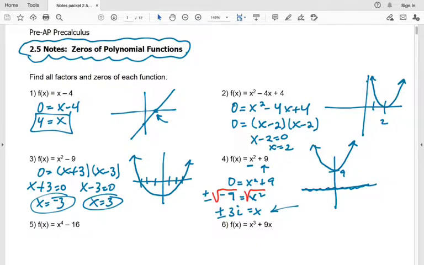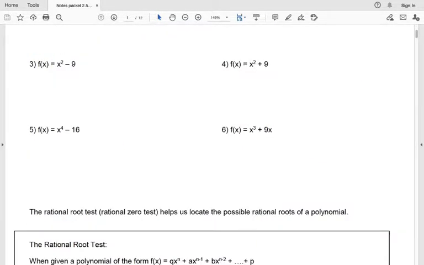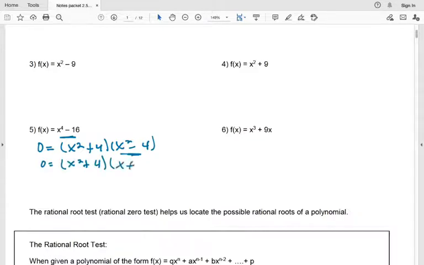All right, let me scroll this up. All right, 2 more. Now notice this is a difference of squares right here. So I'm going to go ahead and set it equal to 0. It factors to x squared plus 4 times x squared minus 4. Now this is going to factor further. That first factor will stay the same, and then that one will factor to be x plus 2 times x minus 2.